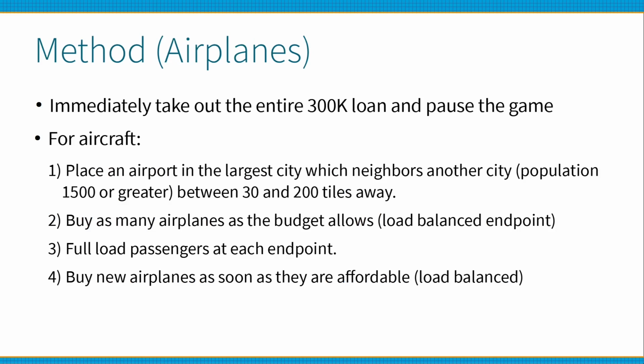Now, for airplanes, what we're going to do is we are going to immediately take out the entire loan, place two airports that are somewhere between 30 and 200 tiles away, based on the largest city that is available. And then we're going to buy as many planes as we can. And we're going to full load passengers at each endpoint and buy new airplanes as soon as we're affordable. And we're going to try to low bounce them between airports.